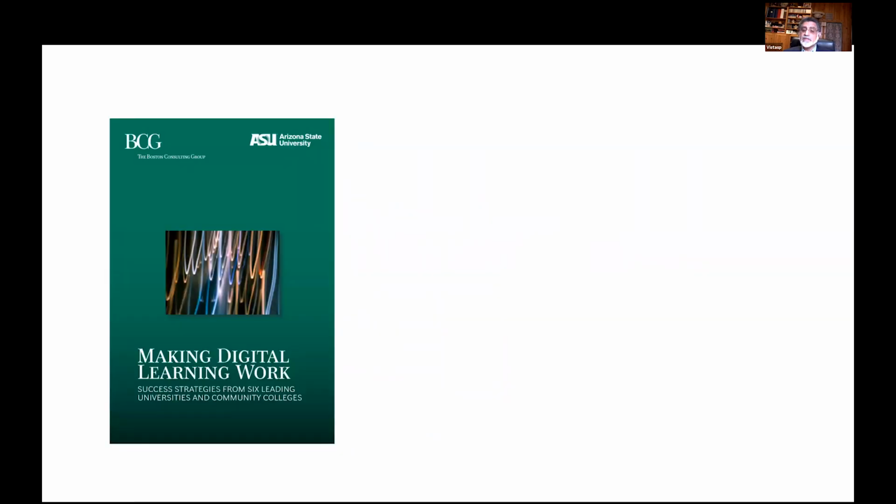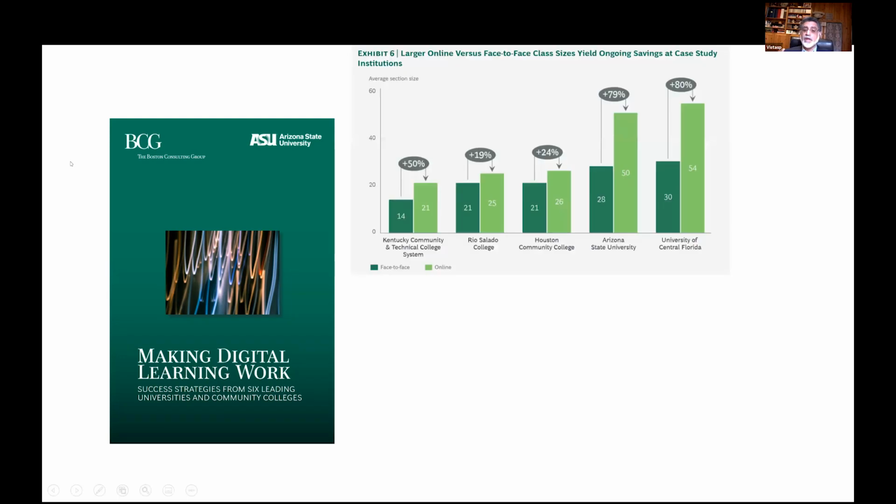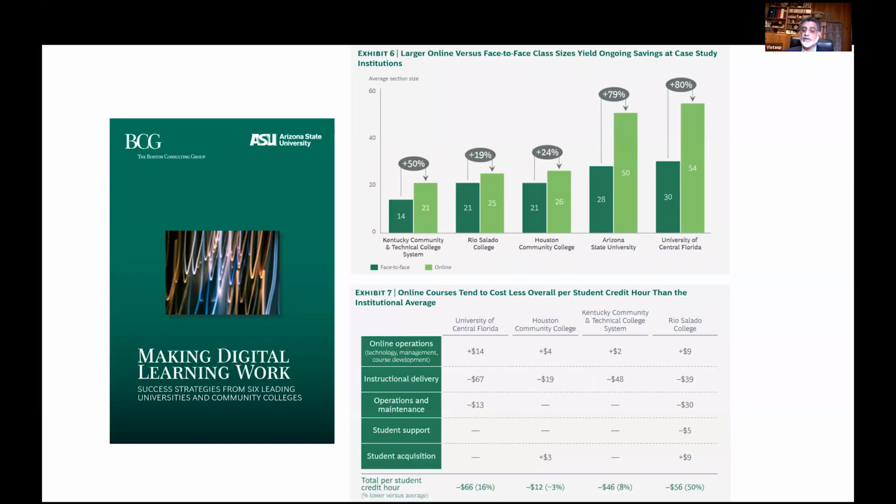So let's look at some examples of the cost and some of the variances in the cost. And I'm taking this data from a report that came out from Arizona State University a while ago that looked at making digital learning work. And they've done a tremendous job at looking at the costs and looking at what makes it work. And this was just some examples of some community colleges and universities as to whether larger online versus face-to-face classes yield ongoing savings. And that is true in some cases, but not necessarily in others.